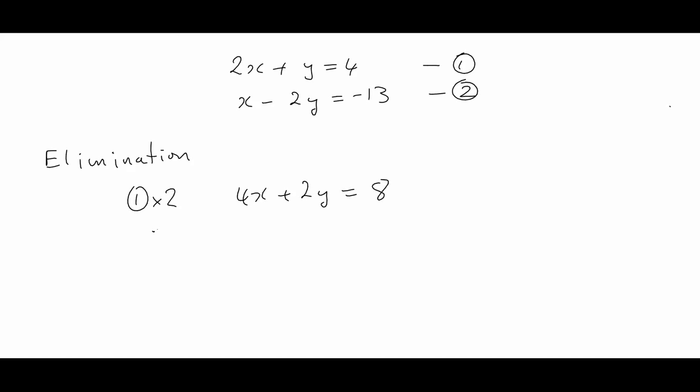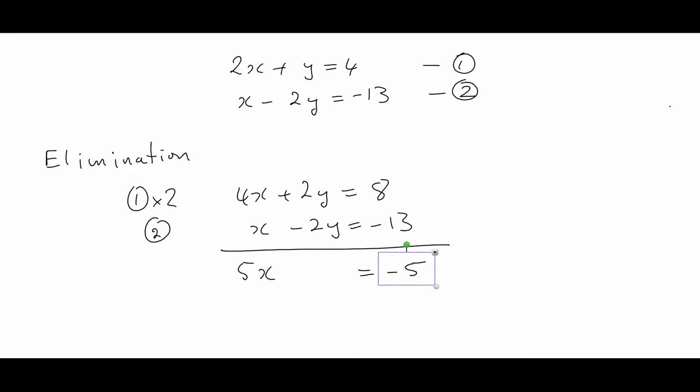And then if I write down the second equation, x minus 2y equals minus 13, if we add these two equations, we see we have 2y and minus 2y. Adding those together, we'll get 0. The y's will cancel out. So adding the x's, 4x and x is 5x, equals 8 plus minus 13, which is minus 5. So 5x is equal to minus 5, so x equals minus 1.